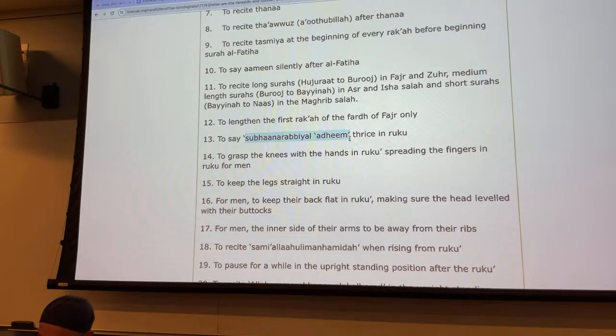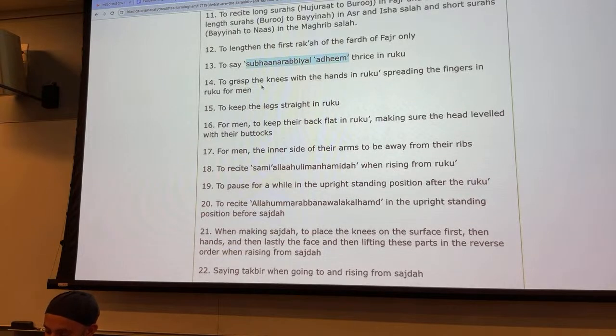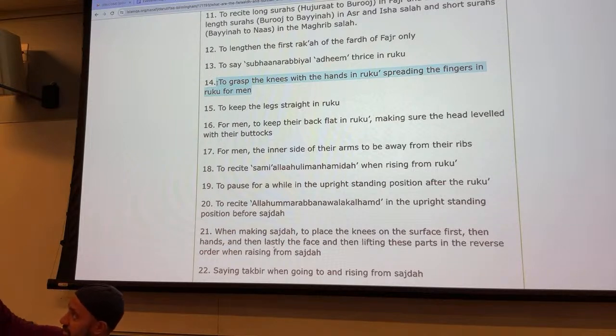Number 14 of the recommended acts: you're going to hold the knees with the hands in the bowing position, spreading the fingers, for the men, right? And why is this distinct from men and women? The same idea. The men are going to go from the standing into a bowing, and it would allow for you to be able to hold your knees and grasp them in that way. For the woman who's in prayer, it's more of a protection.